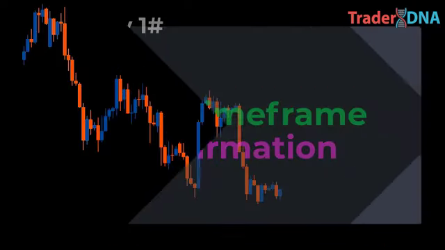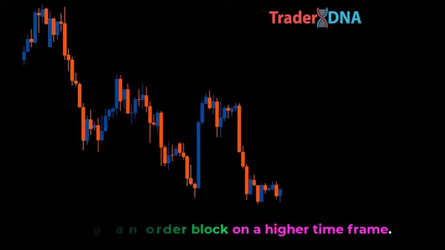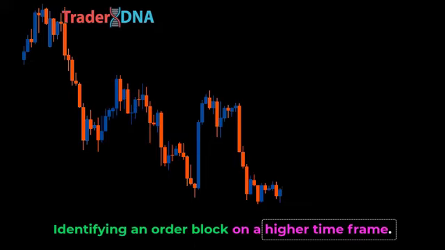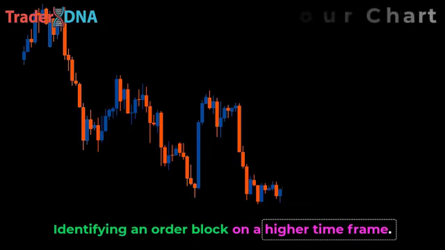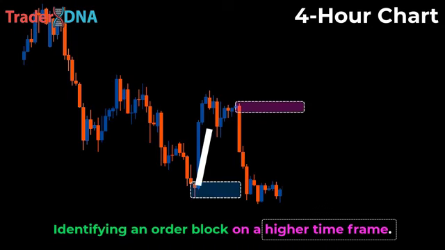For this first strategy, start by identifying an order block on a higher time frame. In this example, we're using the USD 4-hour chart. We notice 2 key price movements, one going up and the other going down. Both movements show inefficiencies, meaning we have 2 possible order blocks, one bullish and one bearish, but we need to confirm if these order blocks are valid.